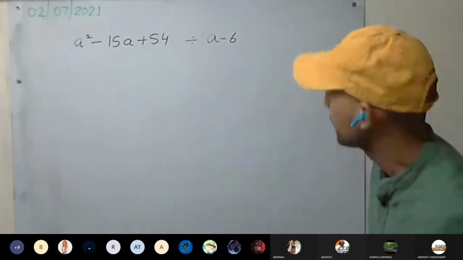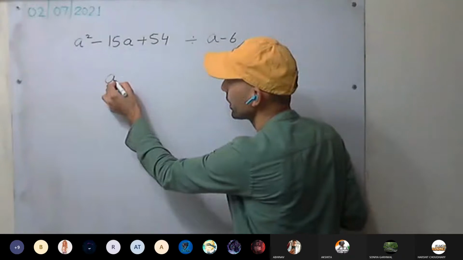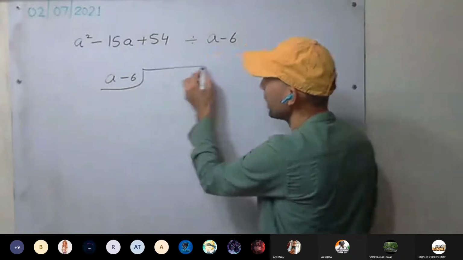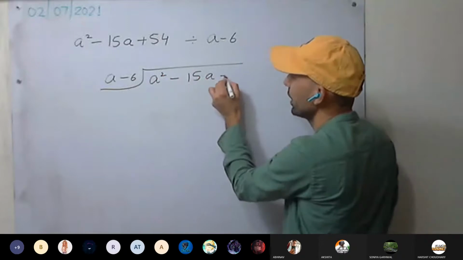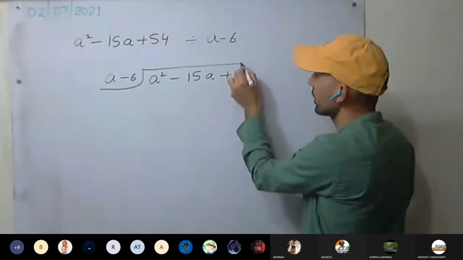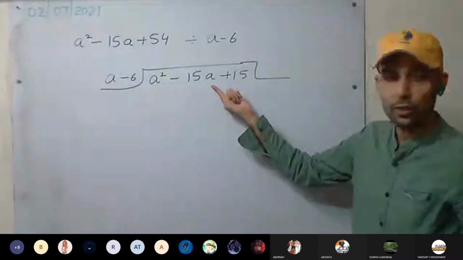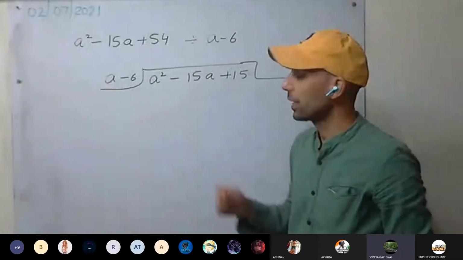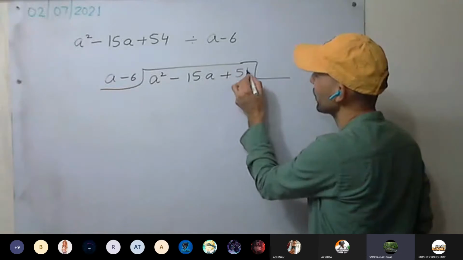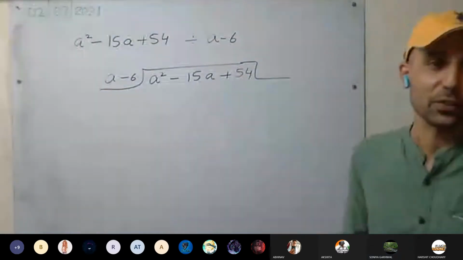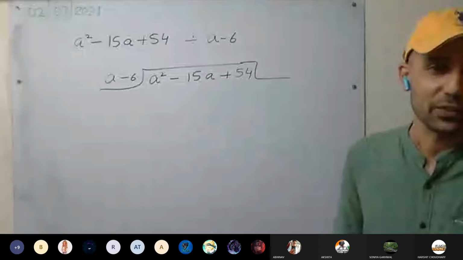these expressions. Okay. So divisor a minus 6. Dividend a square minus 15a plus 54. We have already arranged in descending order. Already arranged.